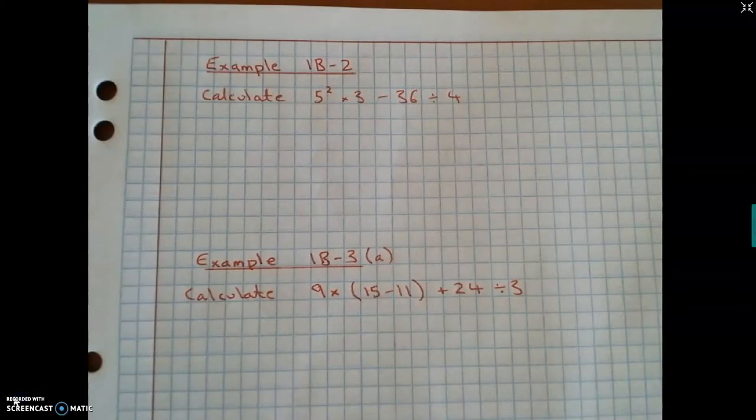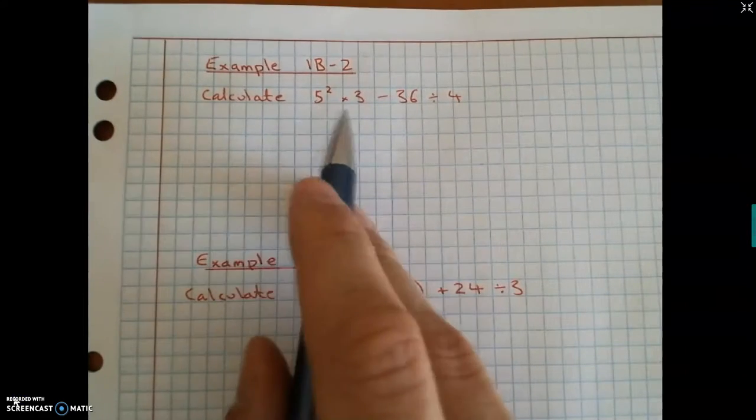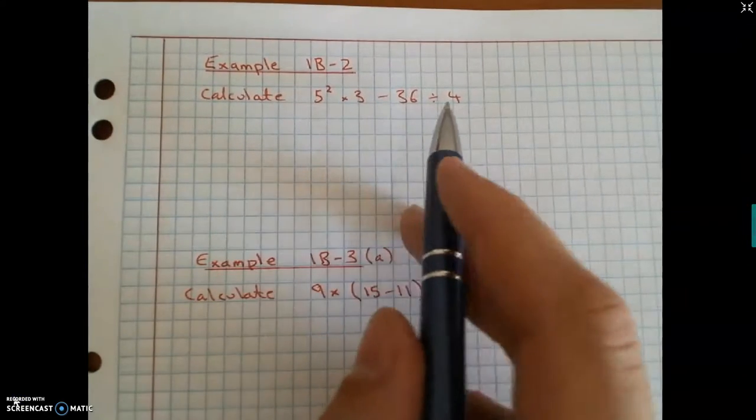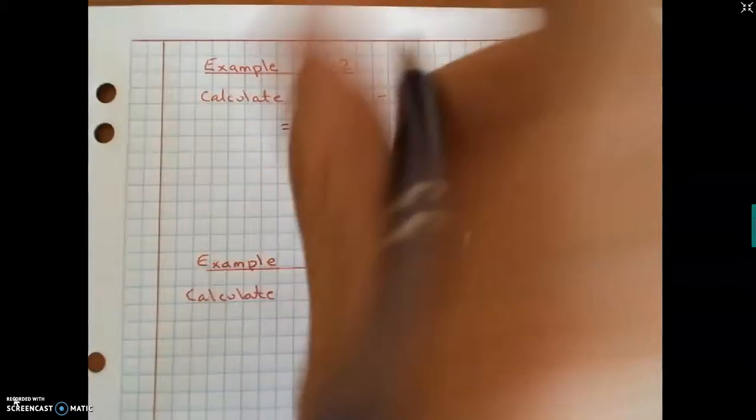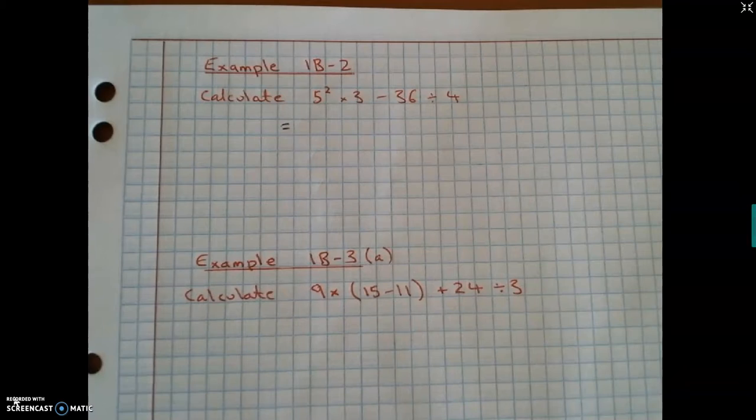Okay, so here we have our first example. We have 5 squared times 3 minus 36 divided by 4. Now remember, our order of operations tells us that we need to deal with any brackets first. You'll notice in this situation there are no brackets, therefore we move on to our next step, which was indices. In this example I do have an indice. You can see I have 5 squared. So we're going to deal with that first, and we're going to leave everything else the same.